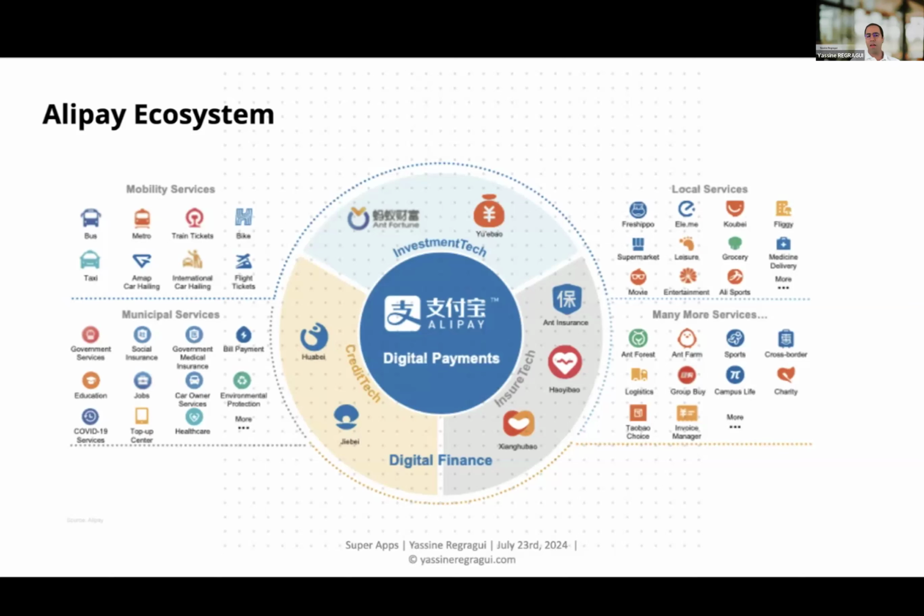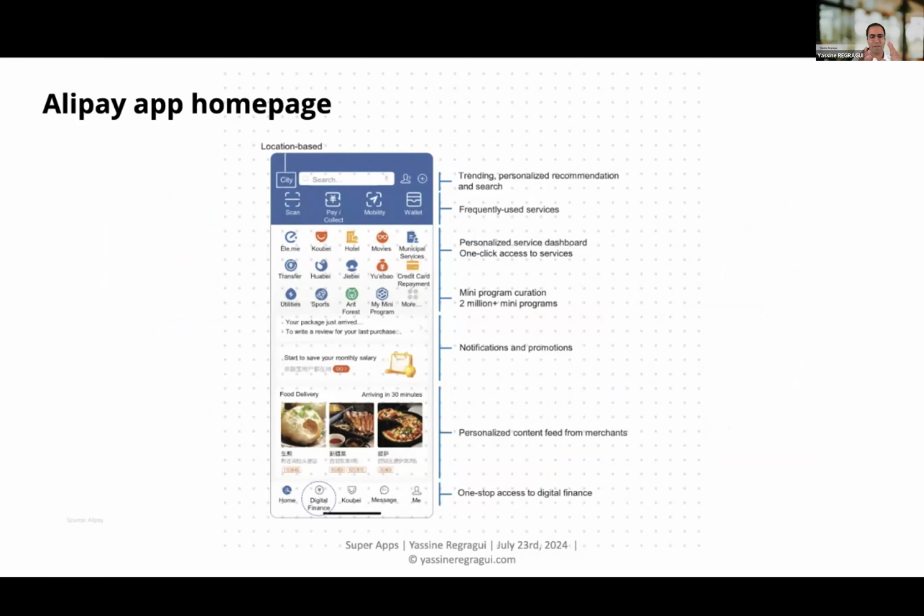And this is what the ecosystem of Alipay looks like. So you have mobility services like bus, metro, etc. You have municipal services like public services, local services, and much more. So in total, you have more than 1,000 different services on Alipay, and over 1 million that are developed by third parties. And I will show you right after how it works. But first, let's look at the homepage.